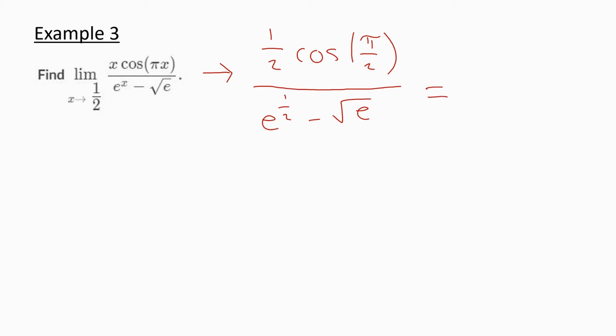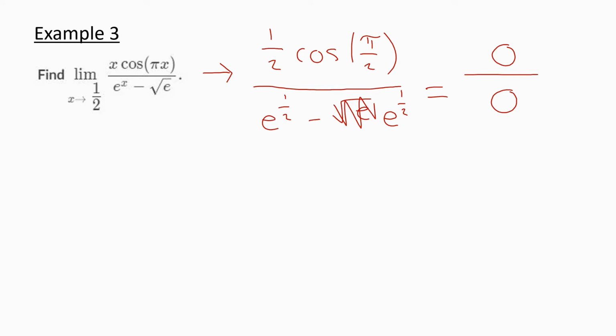Well, the cosine of pi halves, or pi over 2, we know that's just 0 from our unit circle. So that's 0 times 1/2 is 0, divided by, well, let's see here. We have e to the 1/2 minus the square root of e. What's important to know right here is that one of my basic radical properties is that I can rewrite the square root of e, or really the square root of any number, as that number to the 1/2 power. So since that's true, we have e to the 1/2 minus e to the 1/2, that's just 0. Alright, so it's at this point that we can see L'Hopital's rule is going to be pretty useful.